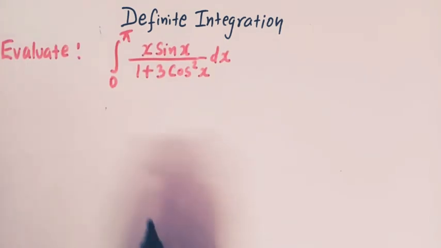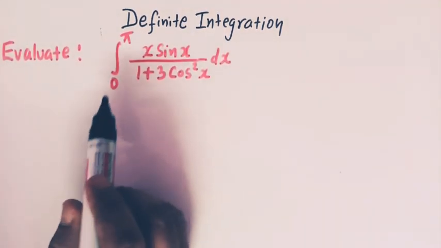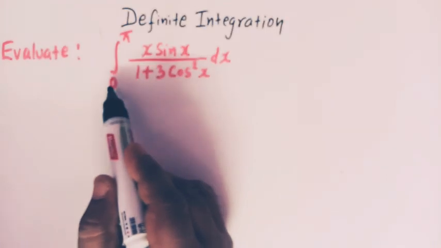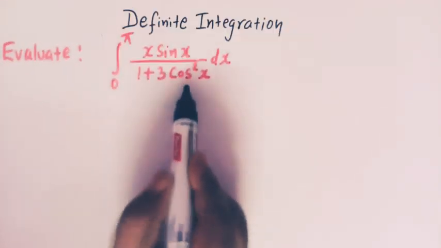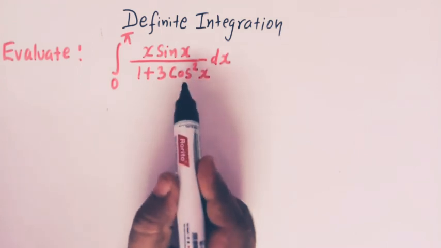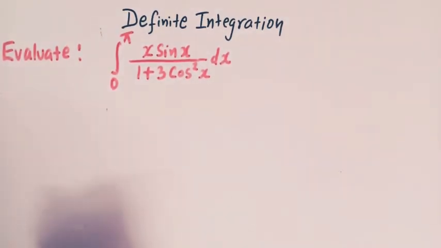Hello viewers, today we will solve this integral, and the integral is from 0 to pi x sin x divided by 1 plus 3 cos square x, right? So let us solve this integral.